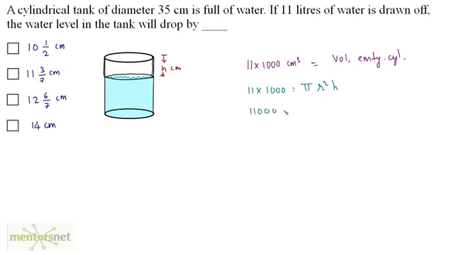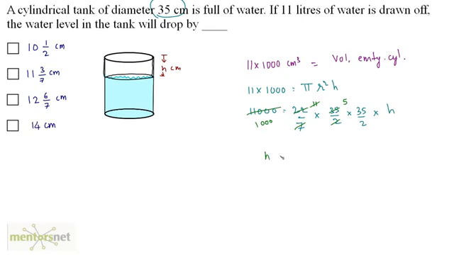So this is 11,000 is equal to 22 by 7 times, well, the diameter is 35 centimeters, so the radius will be equal to 35 by 2, isn't it? So r square is 35 by 2 times 35 by 2 times the height. Now h is the drop in the water level, and that's what we have to find out. So 7 times 5 is 35, 2 times 11 is 22, and this 11 times 1000 is 11,000.